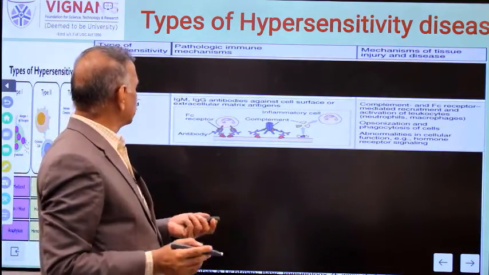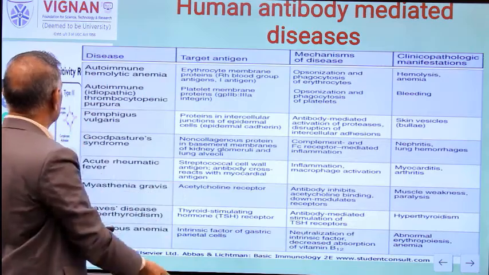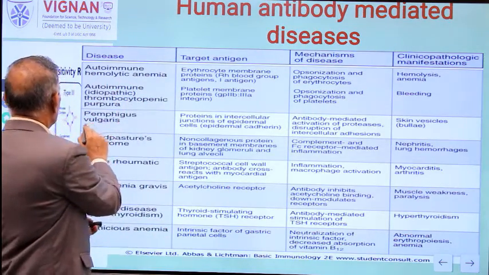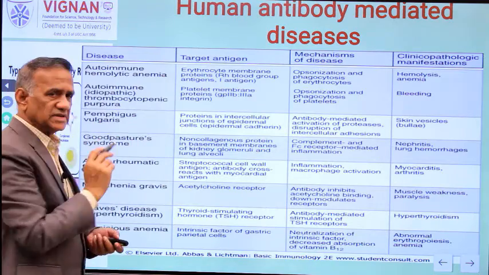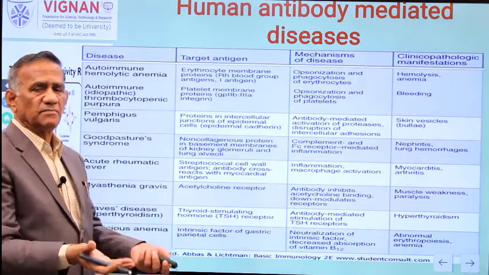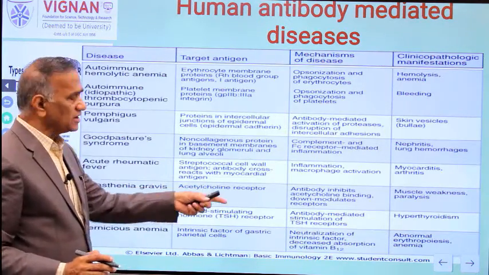So now that is about type 2. Type 2 gives a variety of diseases, wherein autoimmune hemolytic anemia, and Goodpasture syndrome, which works on the anti-glomerular basement membranes in the lungs and the kidney, and myasthenia gravis. Myasthenia gravis involves the acetylcholine receptor.